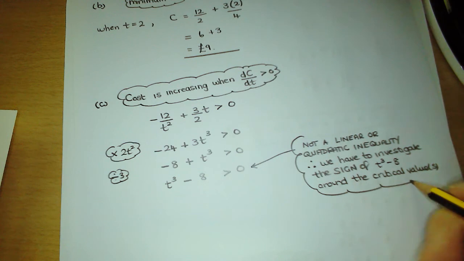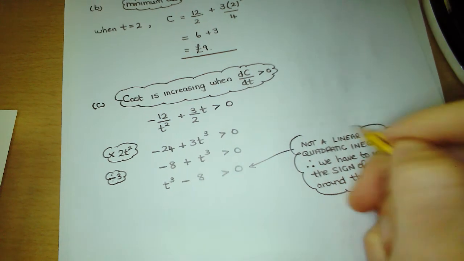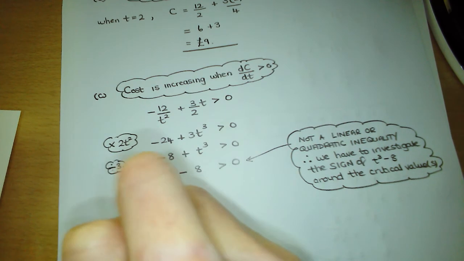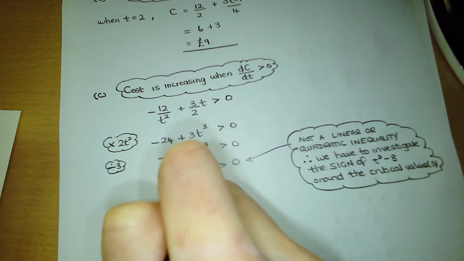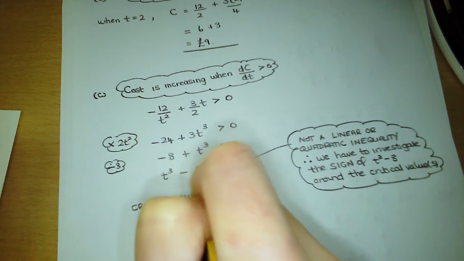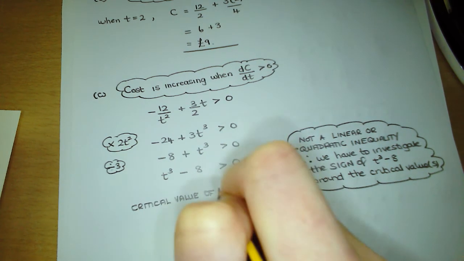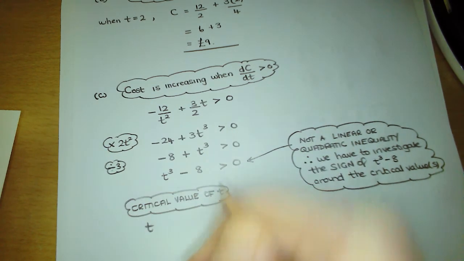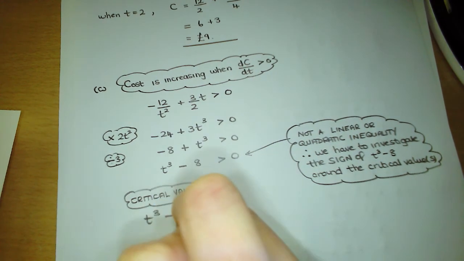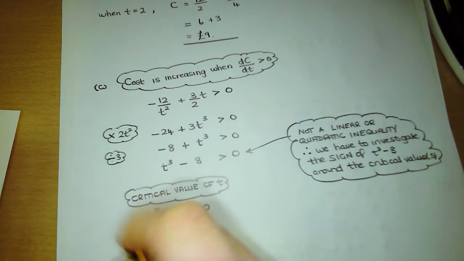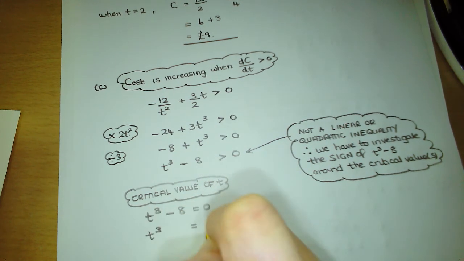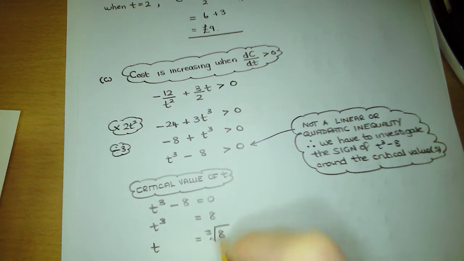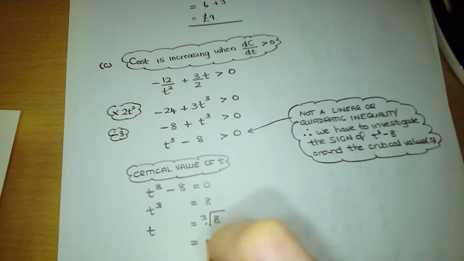Okay, so let's get the critical value. We've actually done this before, but anyway. Ignore the inequality sign and just treat it as an equal sign. So t cubed minus 8 equals 0. We're going to get t cubed equals 8. Take the cube root again, so t equals cube root of 8, which is going to give us 2. So that's the critical value.